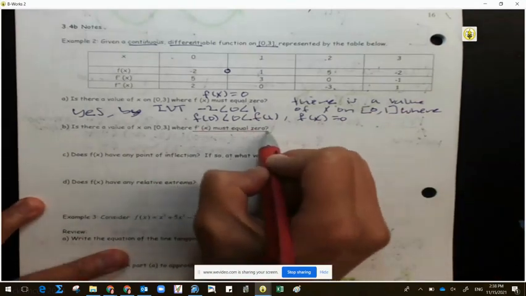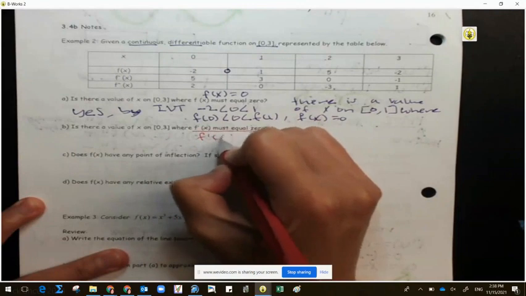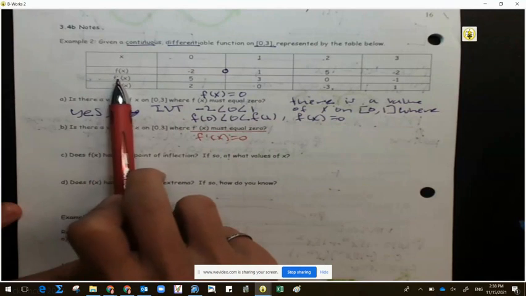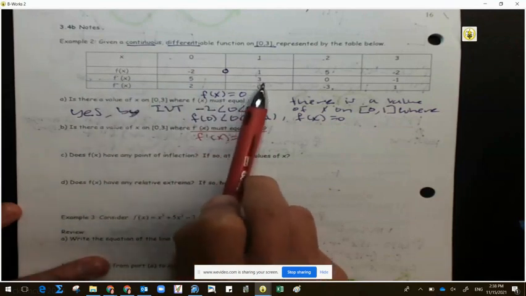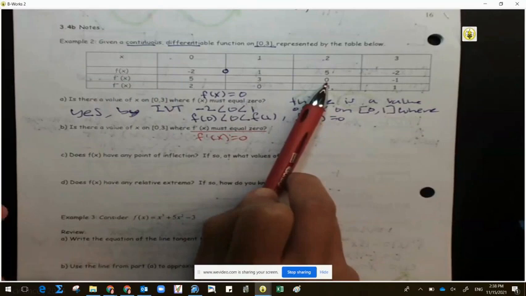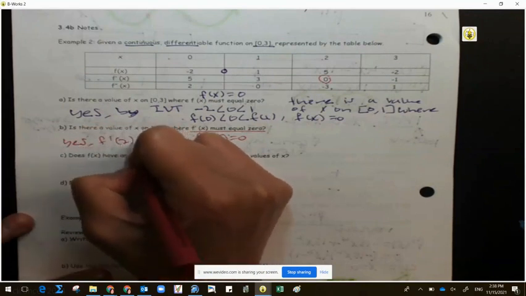So let's go to part B. On part B, Mason, go ahead and read that piece. Is there a value of x on the interval [0, 3] where f'(x) must equal 0? All right, so this time we're looking at f'(x) must equal 0. And let's just look at f'(x). When I look at f'(x), I see 5, I see 3. Whoa. Is it pretty obvious right there? Yeah. I know you're like, duh. It's like a freebie. So we know, yes, f(2) must equal 0. I guess that's enough to say, right?